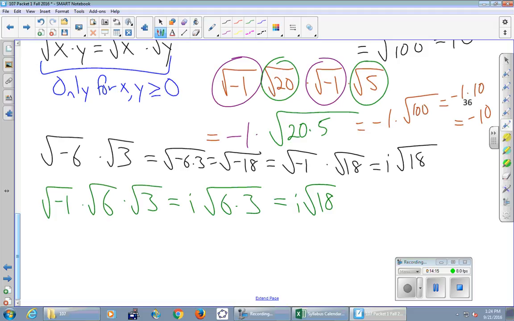You should go farther than we did, right? Yeah, 3I radical 2, I think is. Okay, next page.